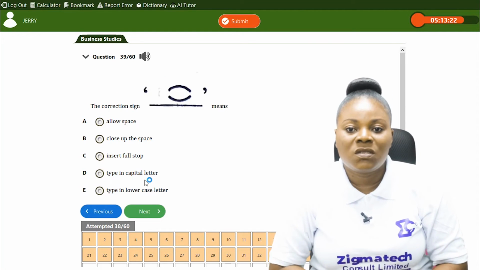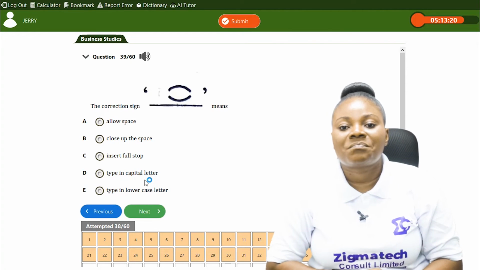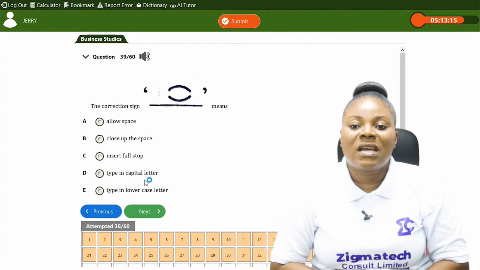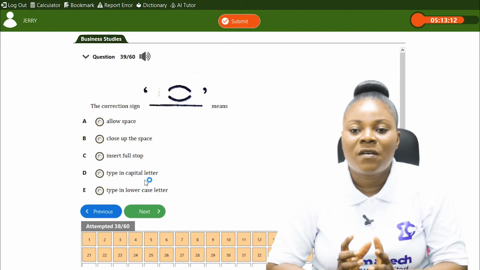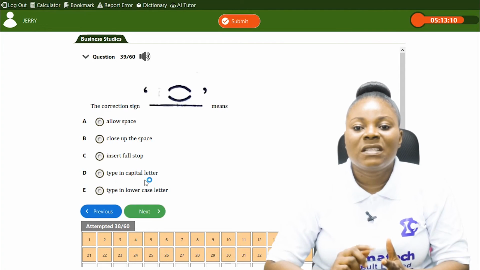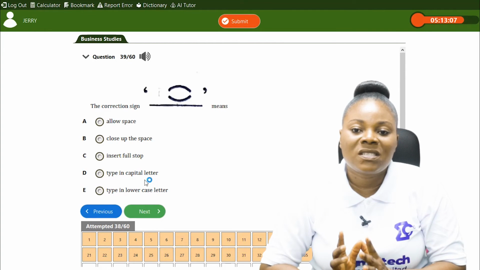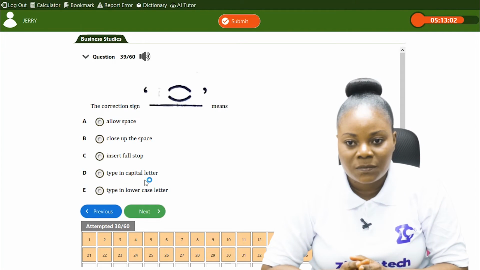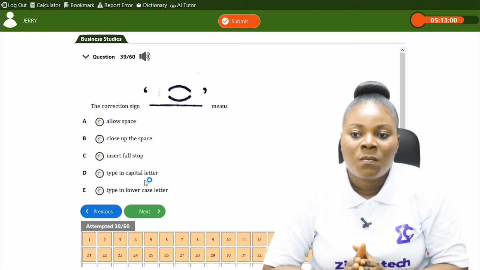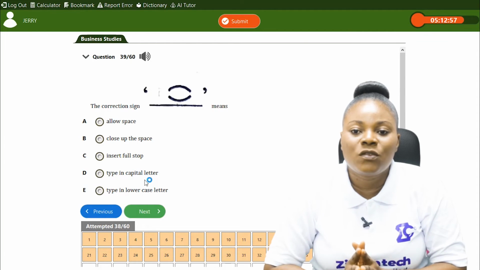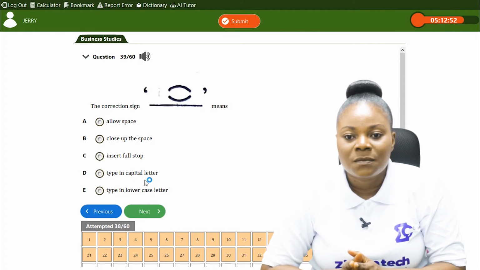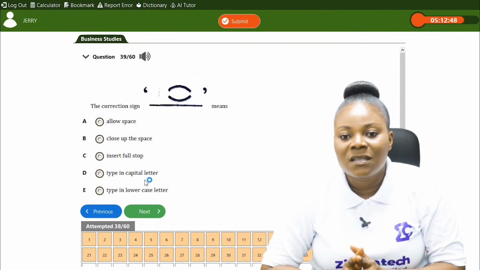Next question, this question is on manuscripts. It says the correction sign, which you can see on the board, looks like this, the shape of our lips. It means what? When you see this sign on a manuscript, what kind of correction are they telling you to make? Is it to allow space, or close up space, or insert full stop, or type in capital letters, or type in lowercase letters?